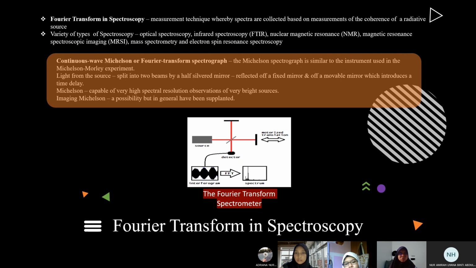This is a figure of the Fourier transform spectrometer. It is just a Michelson interferometer, but one of the two fully reflective mirrors is movable, allowing a variable delay in the travel time of the light to be included in one of the beams. Okay, that's all from me. Now I pass to Amira Liana.